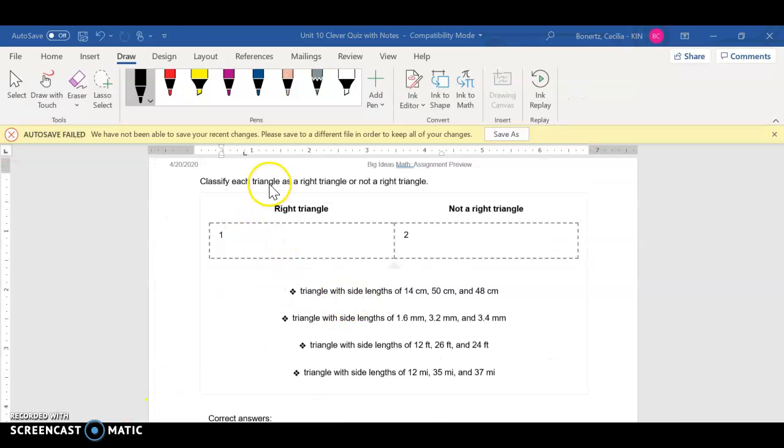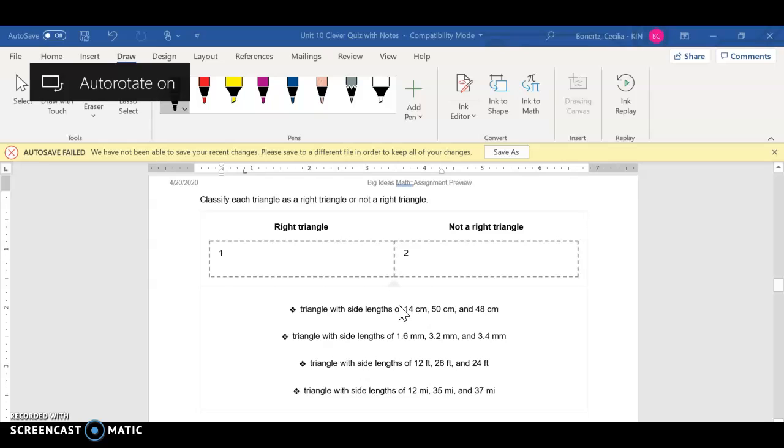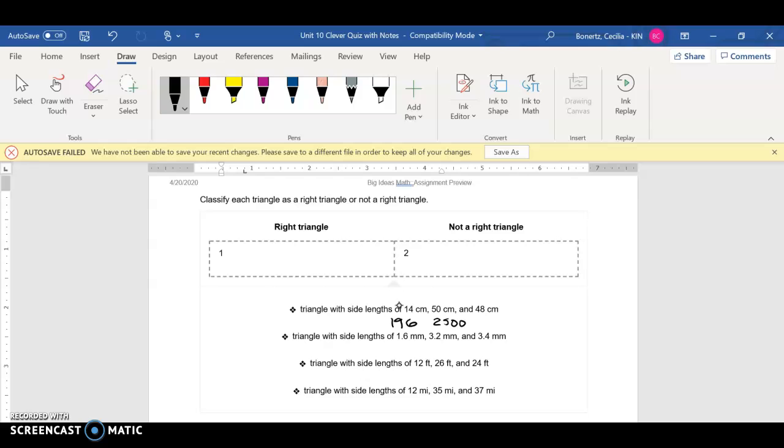This next problem asks me to classify things as right triangles or not right triangles, and it gives me the lengths of the sides. So the first thing that I'm going to do is go through and square each of them so that I have those numbers ready to go. So 14 times 14 is 196. I'm double checking it. So I'm just going to write 196 here. 50 times 50 is 2500. 48 times 48 is 2304.